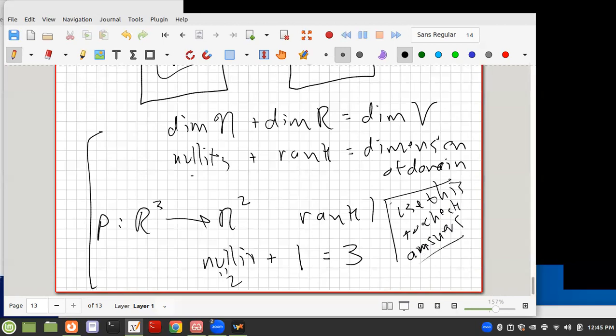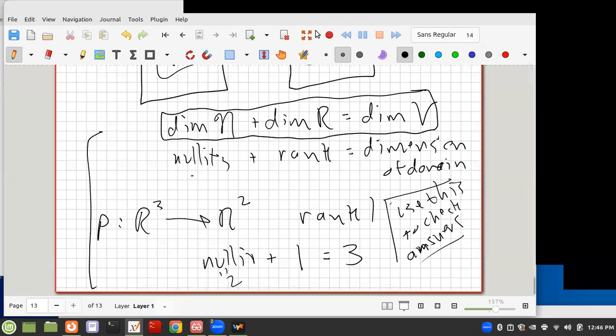And sometimes, on a concept check, I'll give you some of this information. If I give you the nullity and the rank, what's the dimension of the domain? Like if the rank was 5 and the nullity was 2, what's the dimension of the domain? Well, it's going to be 7. Because this is like one equation, and if I give you 2 of the integers, you can get the third for free. Okay.